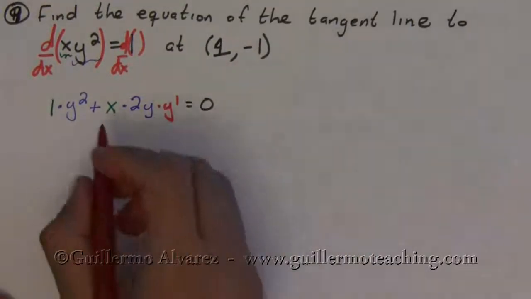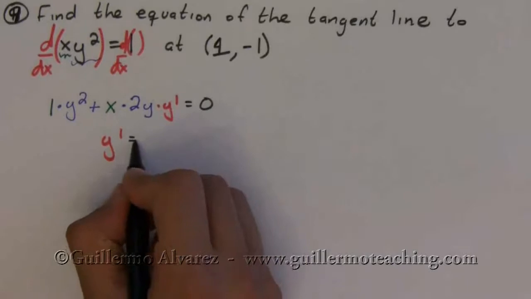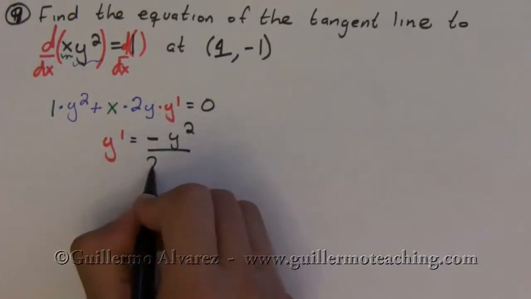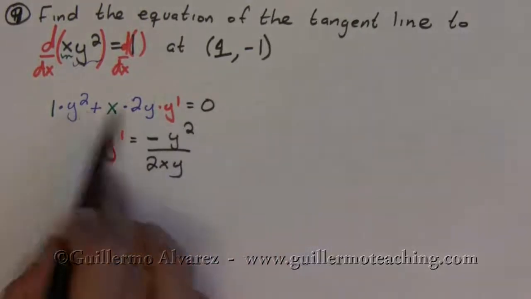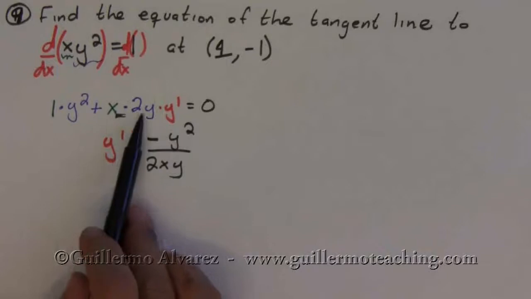Okay, so if we solve for y prime, we would get y prime is equal to negative y squared over 2xy, just by moving the y squared over and then dividing both sides by the 2x and the y.